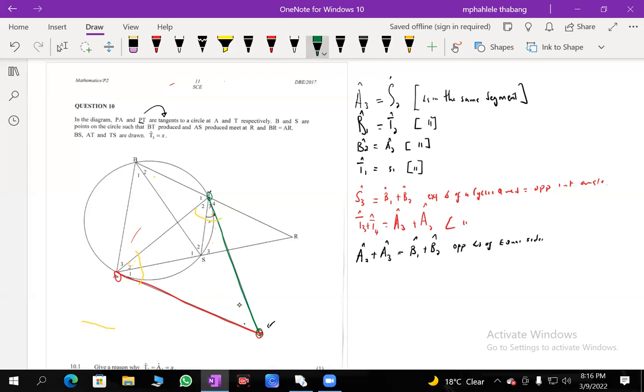Yeah, they are subtended by the same angle? Go on. Let's just say tangents drawn from the same point.